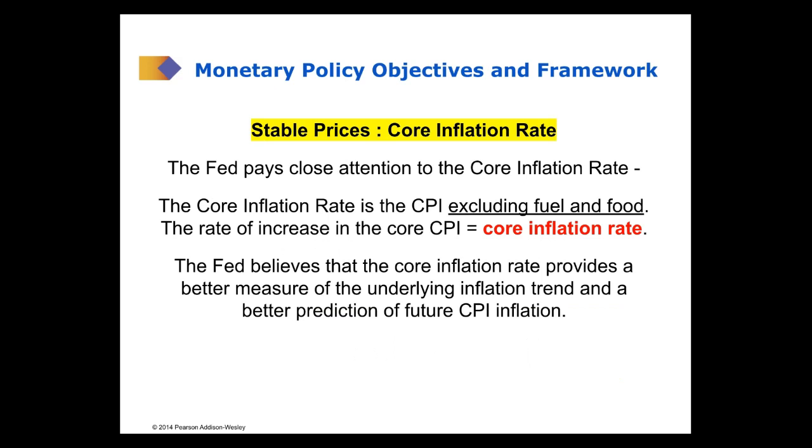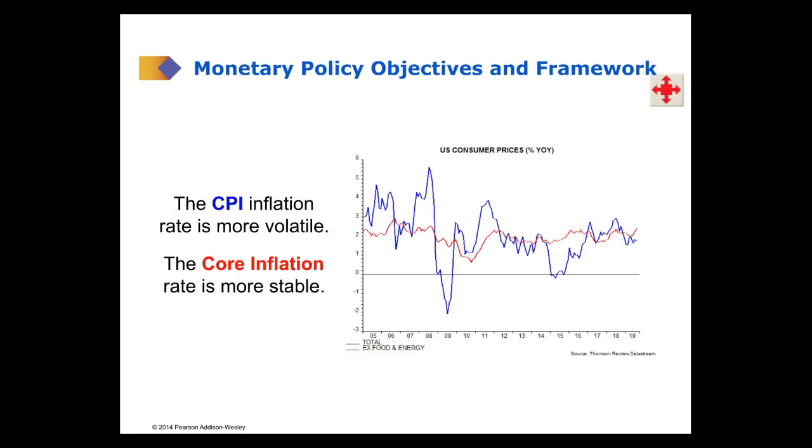So the number one goal of the Fed is to provide for stable prices. And in order to do that, the Fed looks at core inflation. Core inflation is the consumer price index minus the effects of fuel and food. So fuel and food are taken out of the CPI to get to the core inflation rate. And the idea is that the core inflation rate is less volatile, that food and fuel are more volatile than the other elements. And by taking them out, we get a more reliable estimate of inflation.